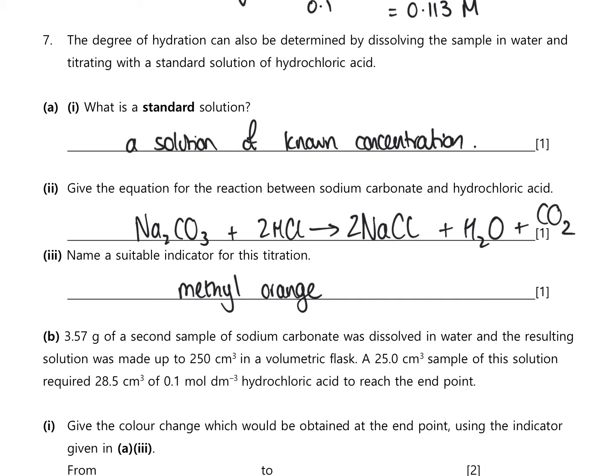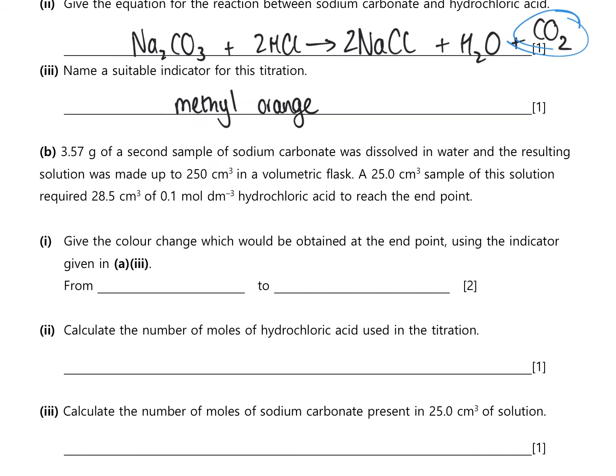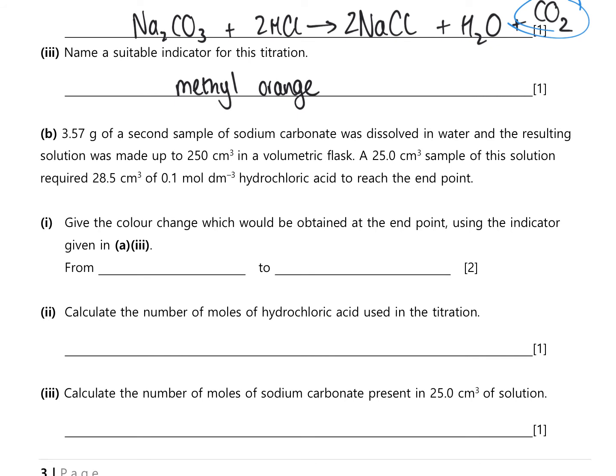You can see that we're also producing carbon dioxide gas, which is an acidic gas. So this is not a neutralization reaction as such, and so we don't technically call sodium carbonate a base. But in terms of determining your indicator, we treat it as a strong acid versus weak base type titration. And so that means we need to use methyl orange and not phenolphthalein. So the indicator will be methyl orange.